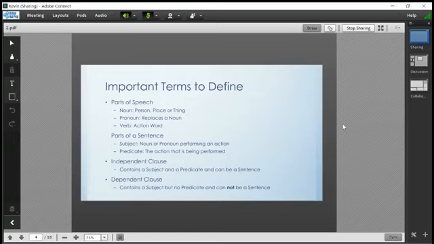The independent clause is going to contain the subject and predicate. It sounds exactly like what you would expect, independent being independent on its own, which means that it can be a sentence on its own. A dependent clause contains the predicate but no subject. It cannot be a sentence on its own.